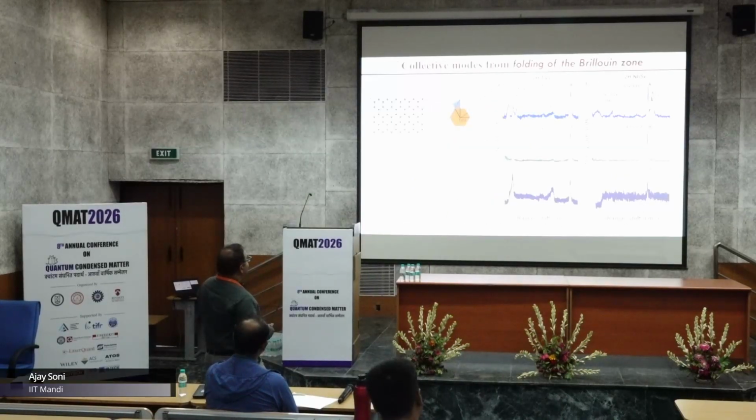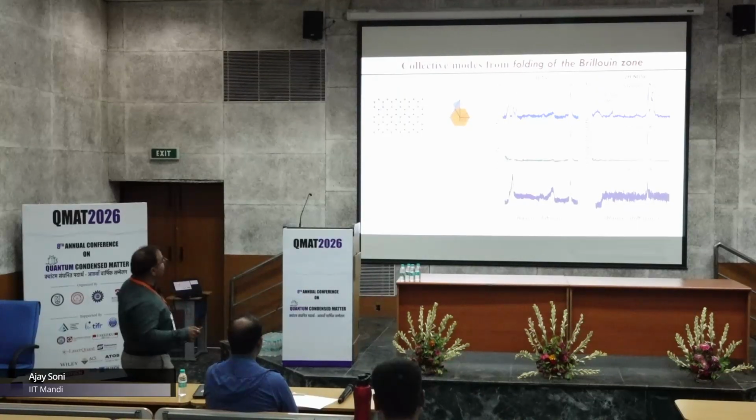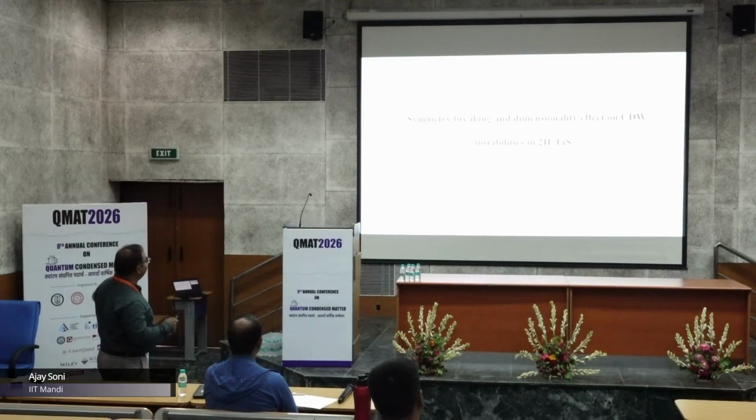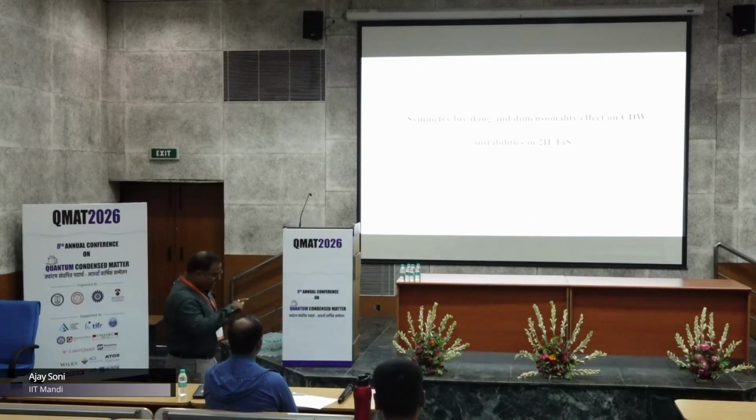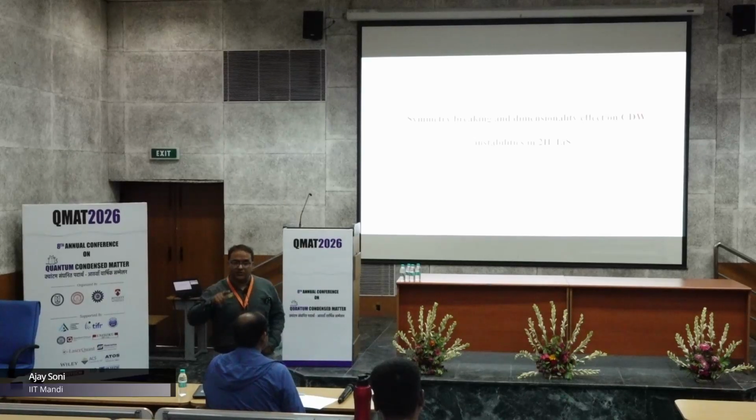So we started, of course, we got some zone folded modes as well. I'm not going to go into the details of the zone folded modes because these are the modes which are coming from the charge density wave, and we call them charge density wave super modes. Okay, so what happens if I thin it down? So you go from bulk to a couple of layers, and then you go to the monolayer.